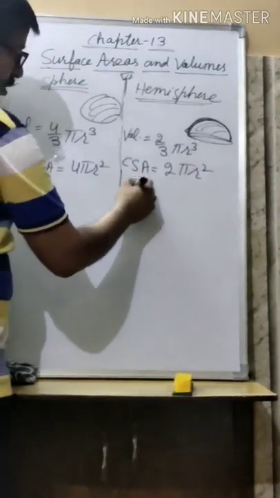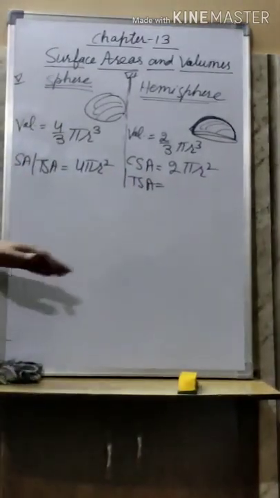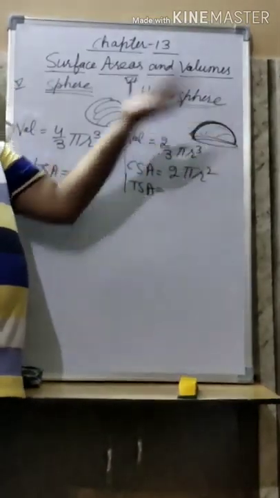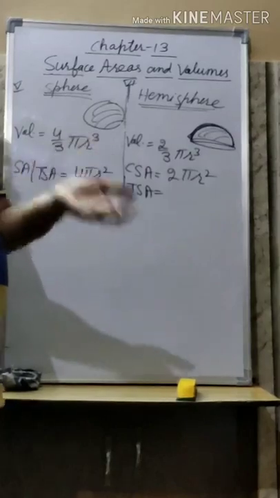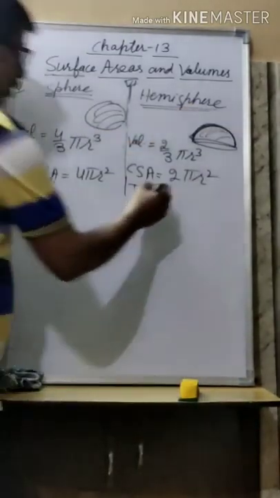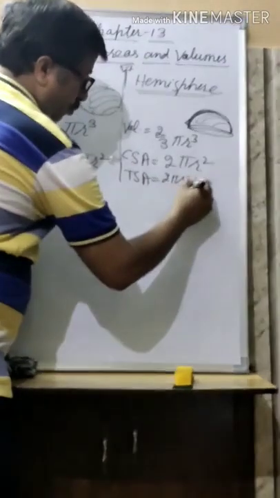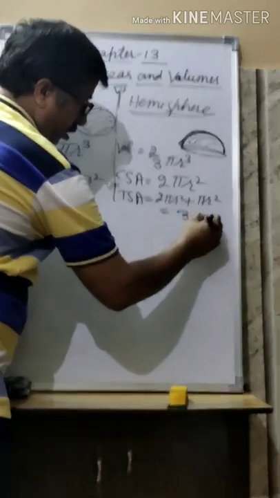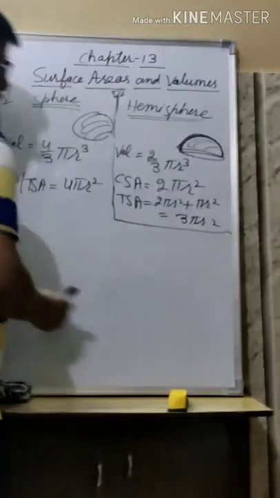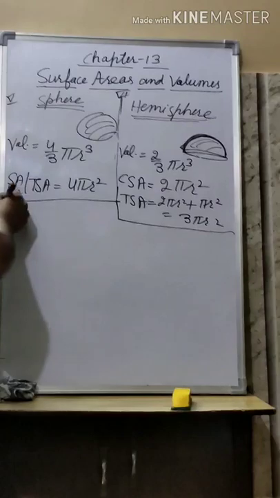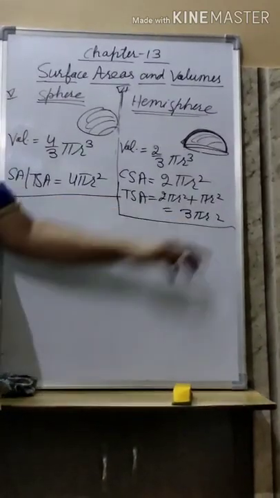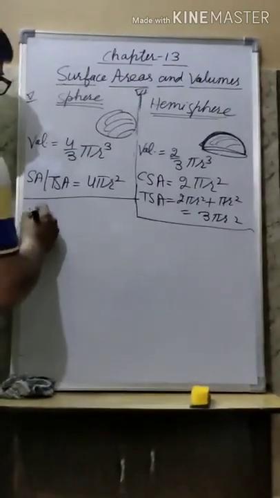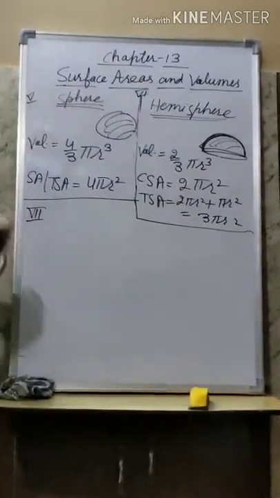Now my dear students, one more also in this: TSA, total surface area. That is curved, and the base is also circular, so you can say 2 pi r square plus base area circular, that is pi r square. So this is 3 pi r square. So this is the total surface area of hemisphere. Understand?